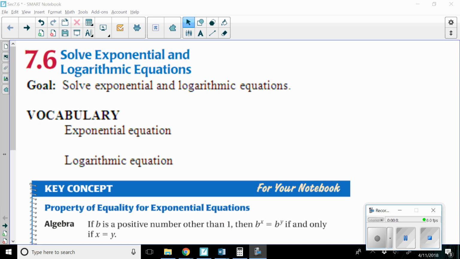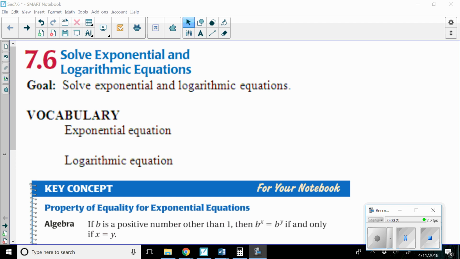Ladies, this is lesson 7.6, and in this lesson we're working with exponential and logarithmic equations. So we're going to rewrite logarithmic equations to look like exponential equations and look at some properties of those, and then vice versa, exponential equations as logarithmic equations, and also look at some of those properties.